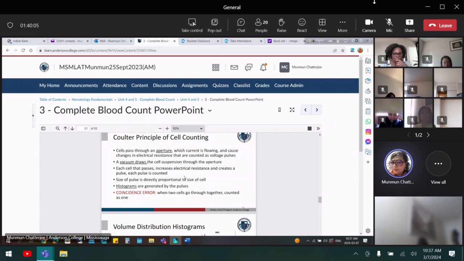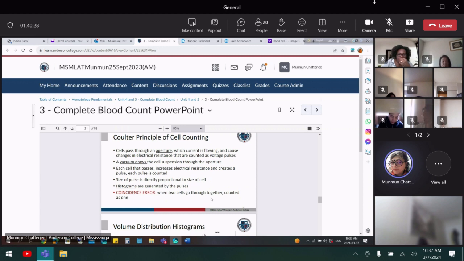Cells are counted by the pulse. When there is a pulse, that is a cell: 1 pulse, 2 pulse, 3 pulse, 4 pulse. So how many pulses have gone? That means that many cells. If there are 50 cells, there are 50 pulses, 50 cells.